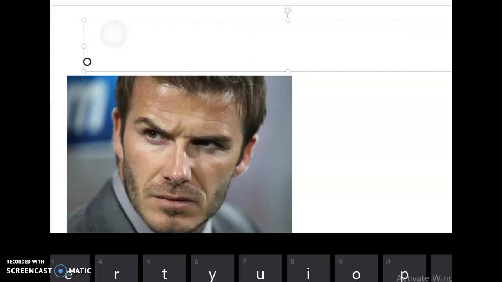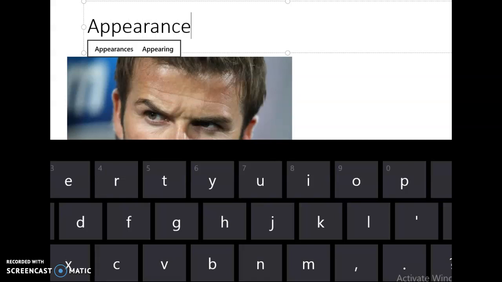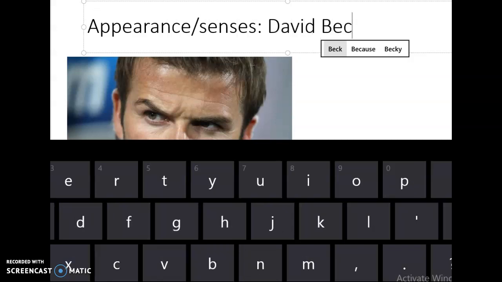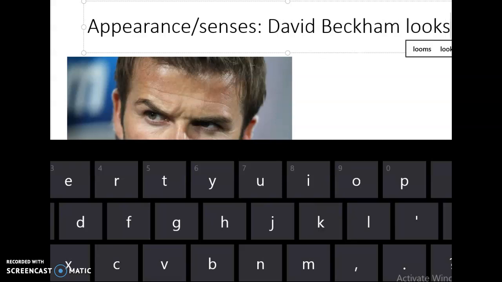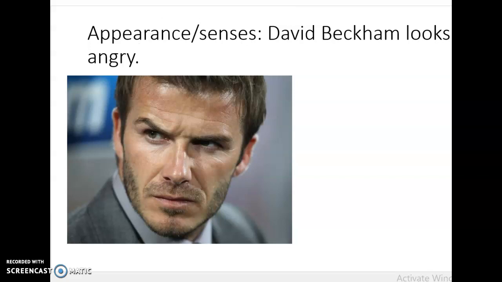Now, if we go to this picture, we have appearance, okay, or the senses. Whenever we have appearance or senses, then we use simple present. For example, I can say this is David Beckham, he looks angry. Okay? I cannot say he's looking angry. He looks angry. We don't add ing to the verb that shows appearance. How he looks, how he appears. He is angry. So I just say he's angry.